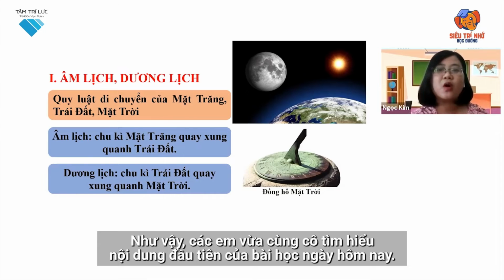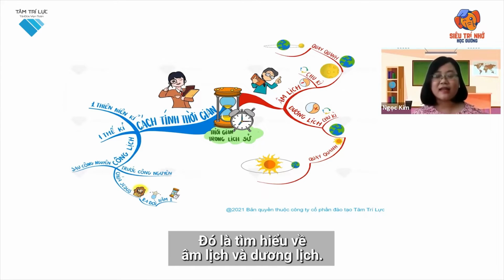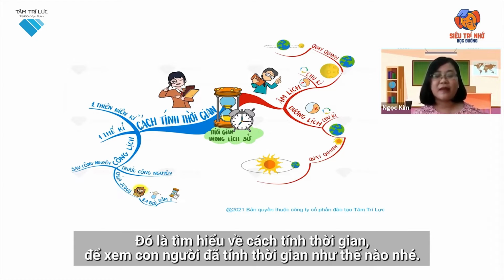Thus, we have just learned together the first part in today's lesson. It is learning about the lunar and solar calendar. Let's move on to the next part of today's lesson. It is to learn about how to calculate time, to see how people calculated time in the past.